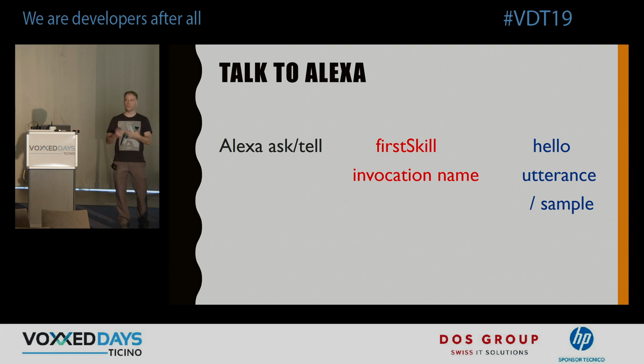And then we want to do something in that skill. We basically want to provide some arguments to it, and that's what we call the utterance or the samples. And in this case we say "Alexa ask/tell first skill", and we can say stuff in between, such as "Alexa ask first skill to say hello." So let's see if it works. "Alexa, ask first skill to say hello."